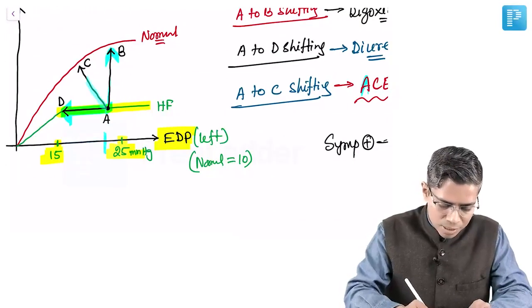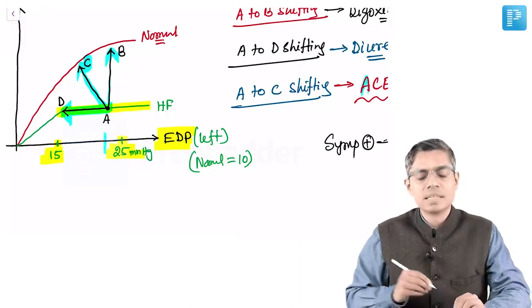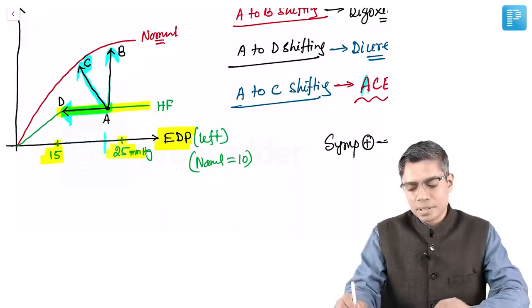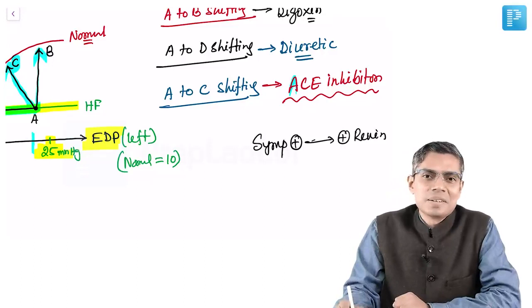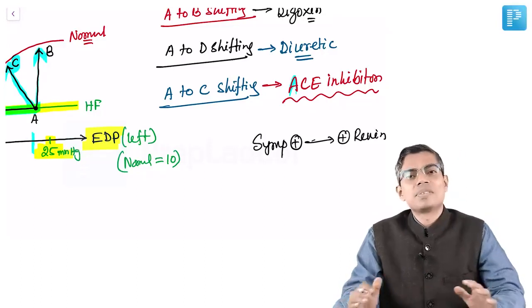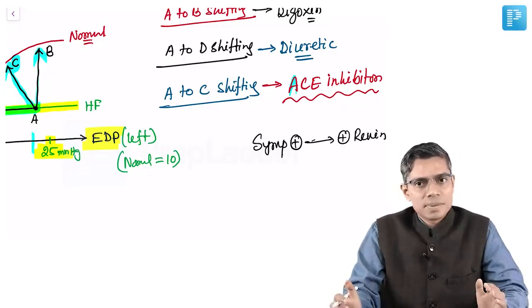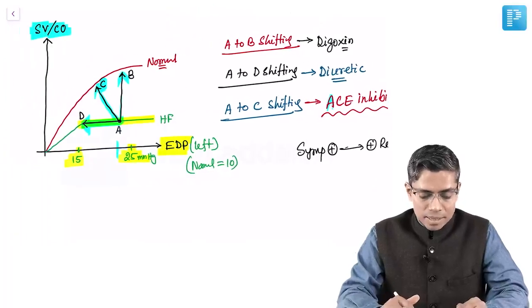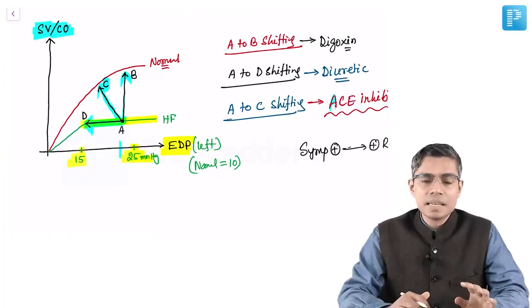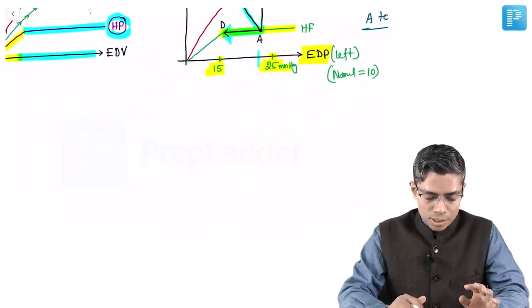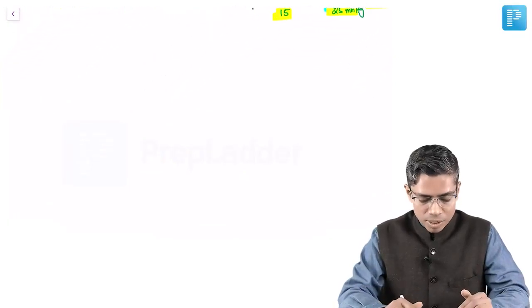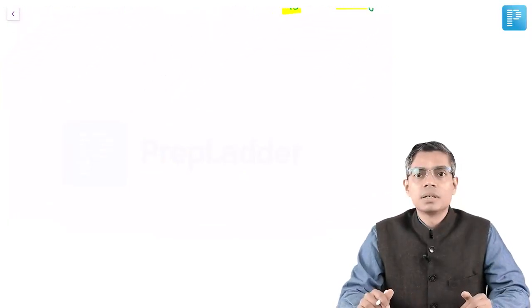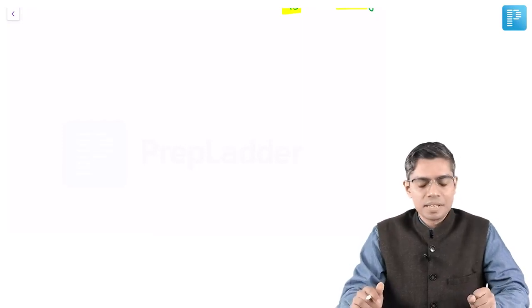So this A to C shifting is due to angiotensin converting enzyme inhibitor, right? So this is about your Frank-Starling curve and applied aspect. This kind of diagram can be given easily in an image-based question, and this is a combination of physiology and pharmacology, so you are going to get this kind of question in your future, right?